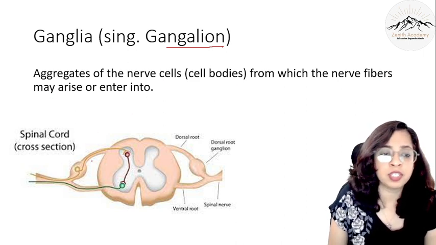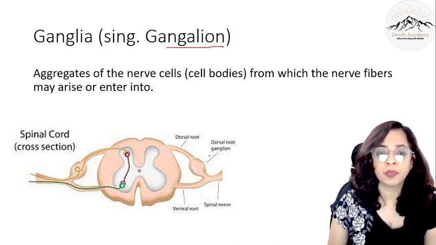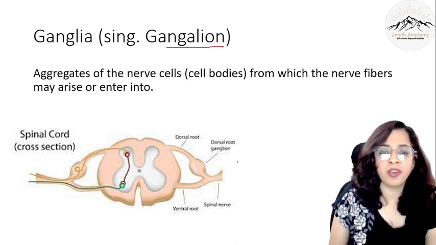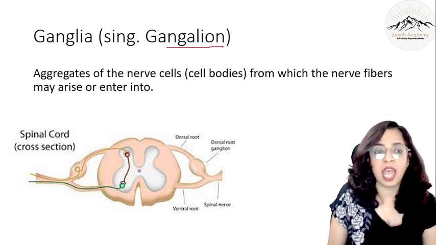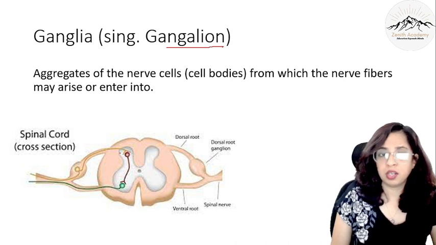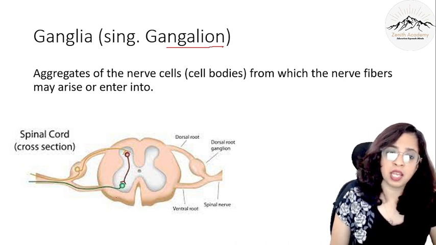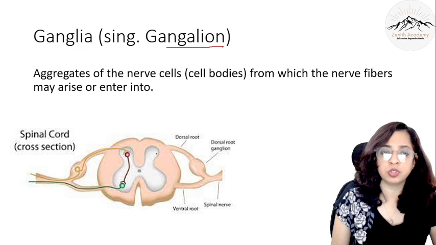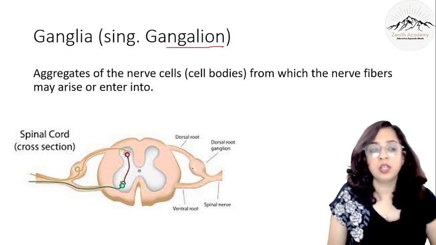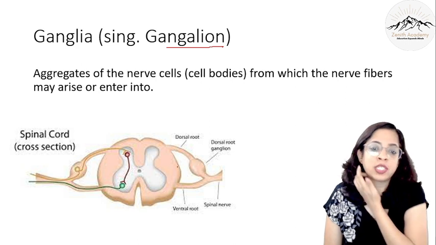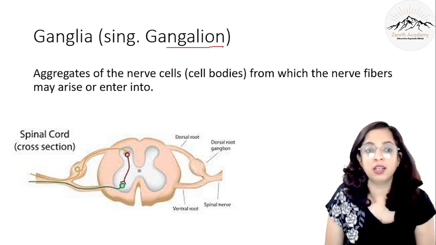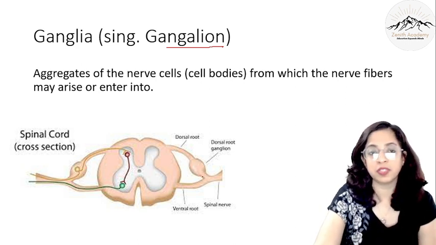Now here, can you see these two swollen parts? Okay, this one is the front, and this is the dorsal root ganglion. Can you see this is an aggregate of nerve cells? From here the nerve fibers may arise, and they can also enter into this. So this is the cross section of the spinal cord where I have shown you two examples. Where do you see a ganglia? Ganglia is an aggregate of nerve cells.